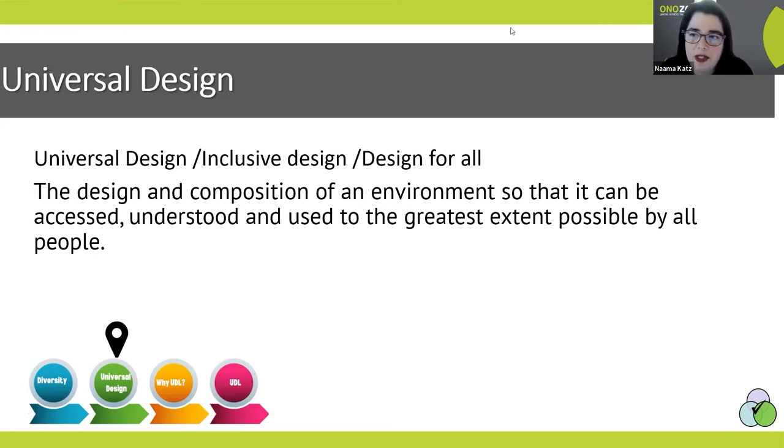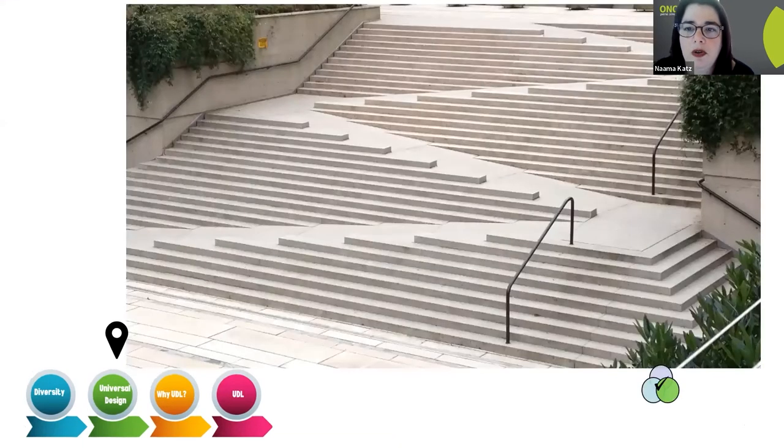we have to say a few words about universal design. Universal design, or inclusive design, is a design composition of the environment so that it can be accessed, understood, and used to the greatest extent possible by all people. To understand it, I want you to look at this picture. It was taken in Tel Aviv.